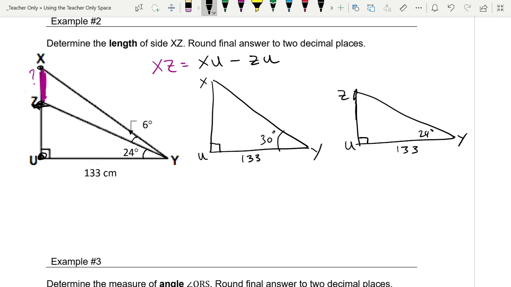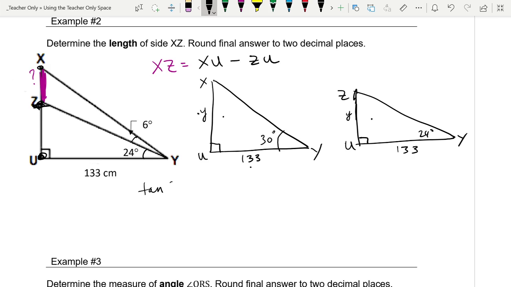So I am going to have to find xu, which I'll call little y, because it's across from y. And then I have to find zu, which is also, in this case, little y. So I'm going to solve for the y in this triangle and the y in that triangle, then I'm going to subtract them. And that would be the line I'm looking for. So that's an opposite. That's an adjacent. This is a tan problem.